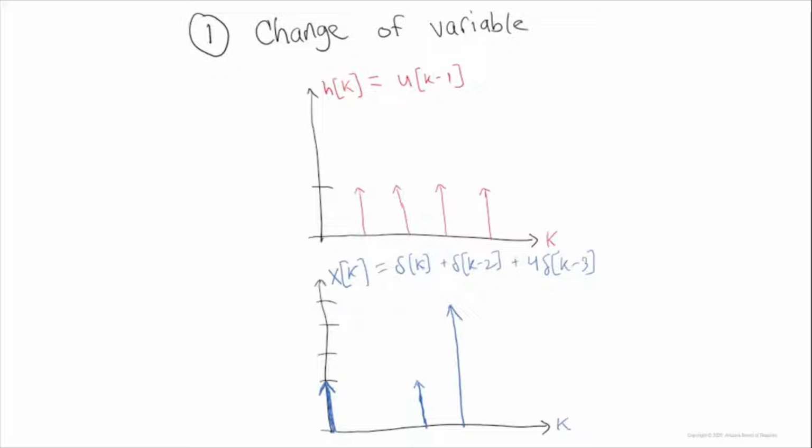The first step in a convolution problem is to do a change of variable. The reason we do this is because we need two variables, one for the time index and one for the summation variable. By convention, we use k as the summation variable and n for the time index. So, we will change x of n and h of n into x of k and h of k. Their graphs still look exactly the same as before. We are just changing the variable from an n to a k.